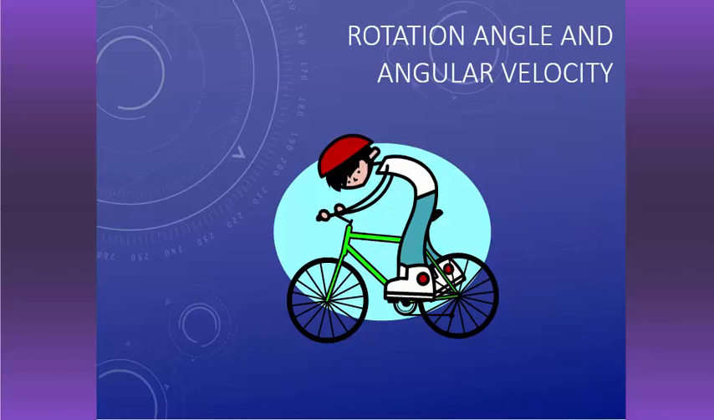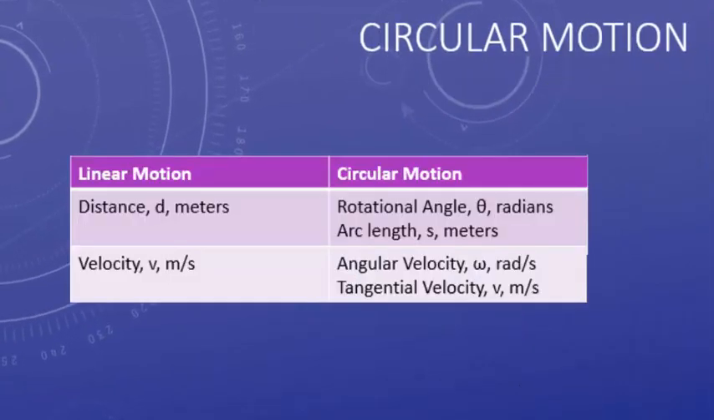So now we're going to look at what happens when motion goes in a circle instead of in nice straight lines. This leaves us with talking about distances as angles and things called angular velocity and tangential velocity. Bringing on some new terminology, new vocabulary, and some symbols that are new and units that are new.